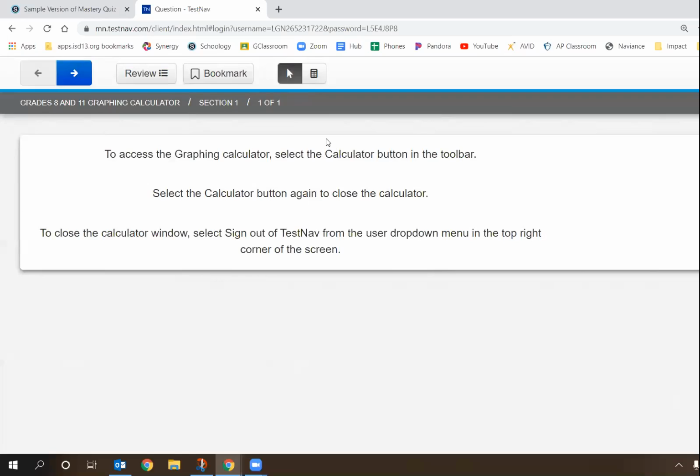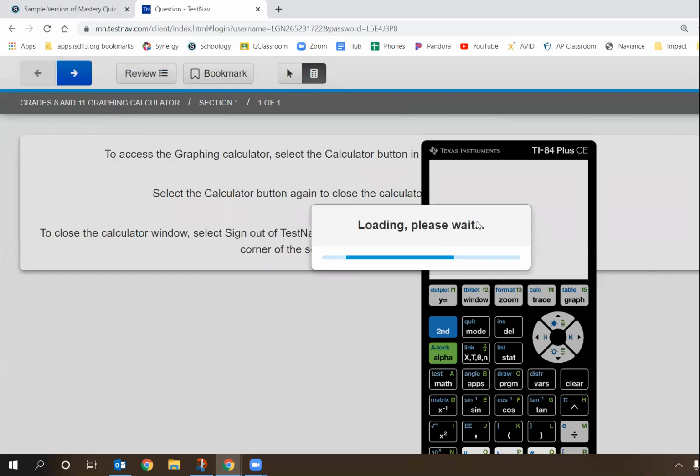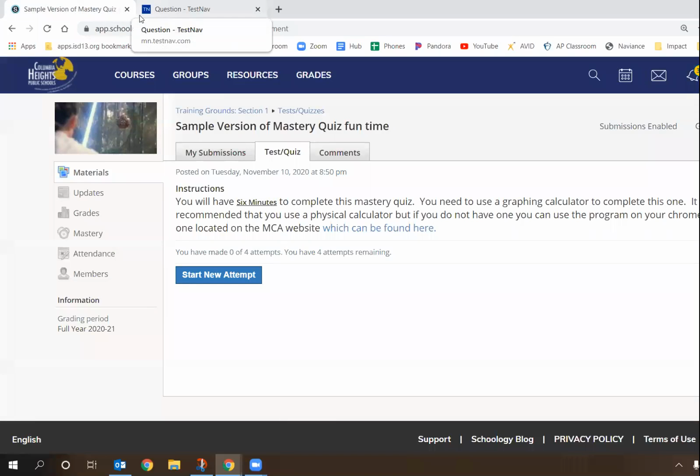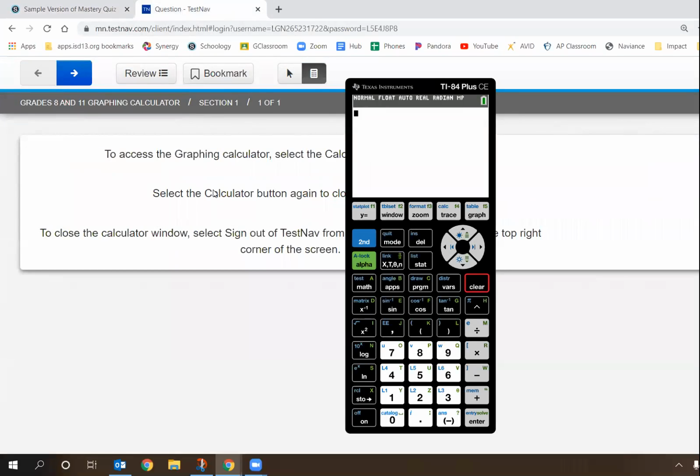Start this up, start, and then really you just get to a blank question, and then boom, here's a color edition of the graphing calculator. So you can use this for your mastery quiz if you would like. But then you're going to have to hop different tabs a lot. If you're comfortable doing that, that's okay. But it's up to you what you want to do.